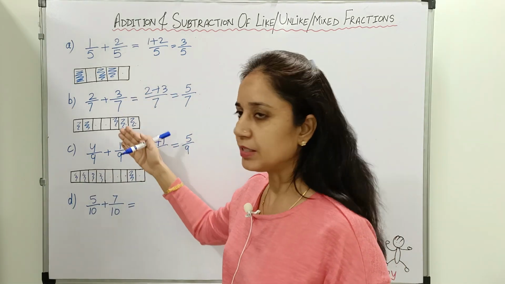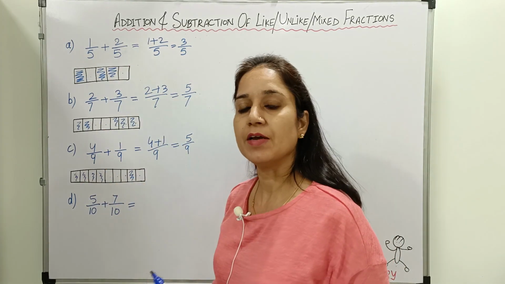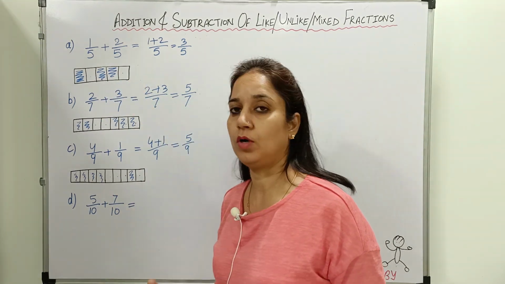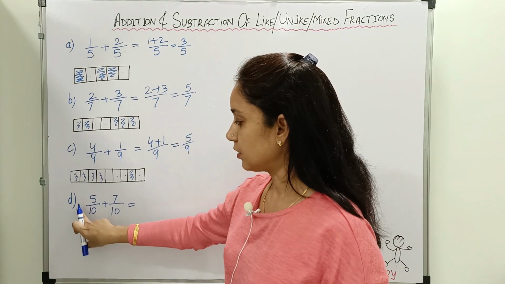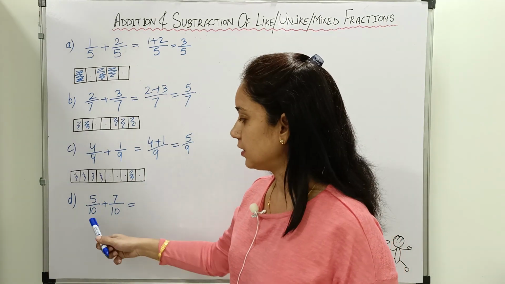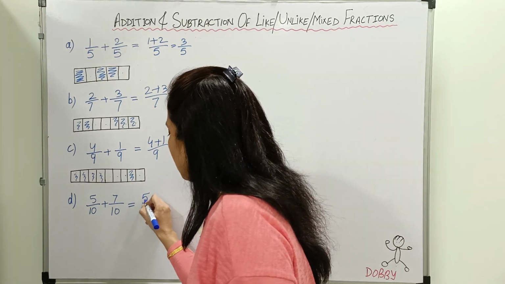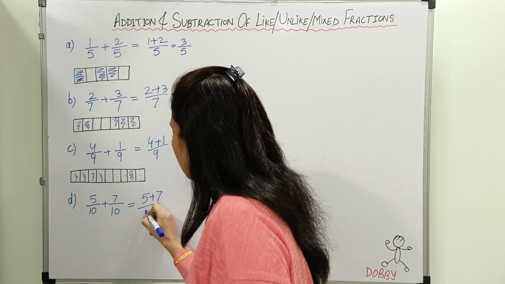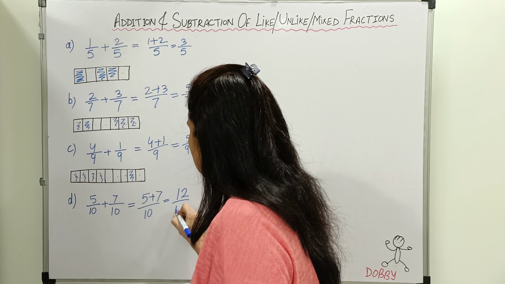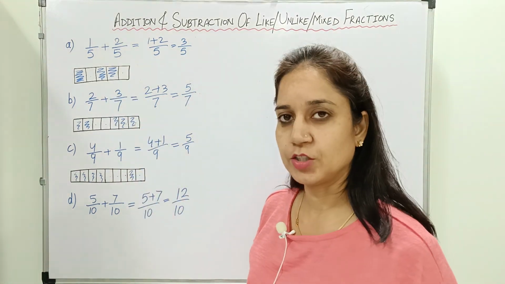So this is the reason why in addition and subtraction denominator is never added. This fraction is always of the same whole. Try out next. 5 upon 10 plus 7 upon 10. Now you can understand this is out of 10. So 5 plus 7 upon 10 gives us 12 parts out of 10. So this is how we add like fractions.